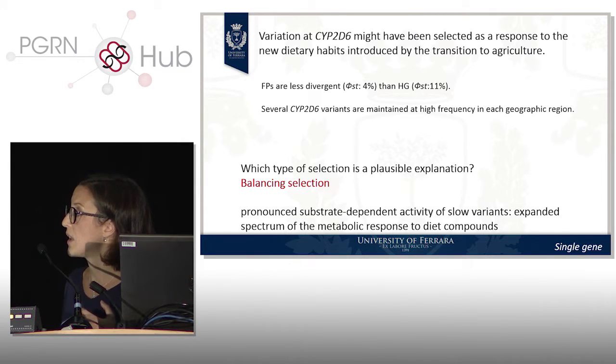And this is what you expect when there is something going on in terms of selection. And since several alleles were maintained at high frequency in each geographic region, a plausible explanation might be balancing selection in this group of individuals. Why balancing selection? Because we know that some of these, what we call slow function alleles in terms of reaction to drugs, have a pronounced substrate-dependent activity. So it might be that having more of them during this transition to new dietary habits could have been adaptive in some way.